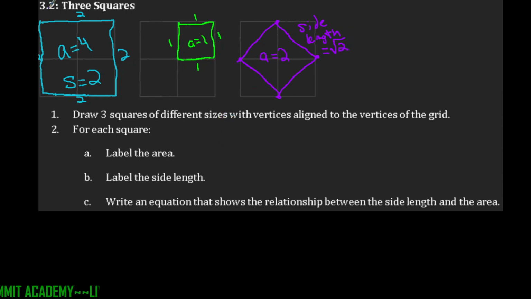So notice how it's really easy to calculate when we have the actual grid, but when we have the tilted square, it's going to be a little bit trickier. So we did part A, we did part B, and now let's do part C. It says write an equation that shows the relationship between the side length and the area.